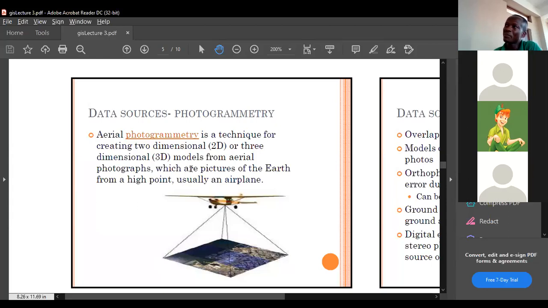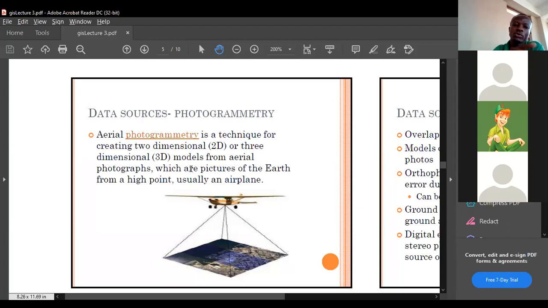Photogrammetry is about taking pictures of the surface of the earth. You want to represent the earth. So in fact, what we are doing in GIS is that we are trying to model our world. I'll say it again. I've said it like 100 times in this class. We are trying to represent something that is real in the digital environment.